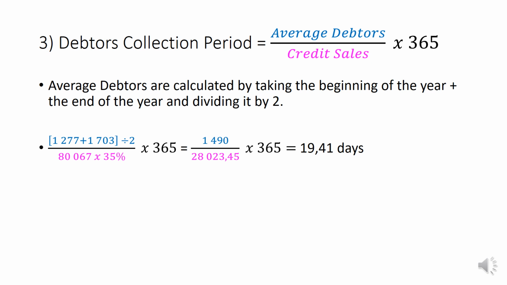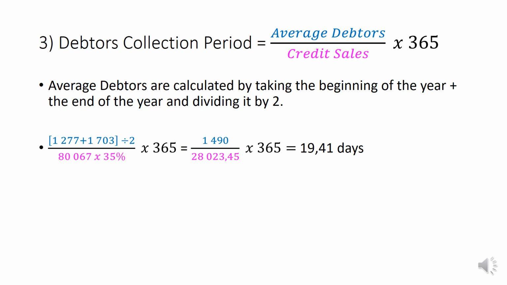And that's where we got the 1,490. We then divided by credit sales. Now remember, in the statement of comprehensive income, it said 80,067 next to turnover, but there was a bracket that said 35% was on credit. So we are going to calculate 35% on that 80,000, and that's where we got the 28,023.45 from. We multiply that after you divided by the 1,490 by our credit sales amount. We multiply that by 365, and that gives us 19.41 days, which is really, really good.